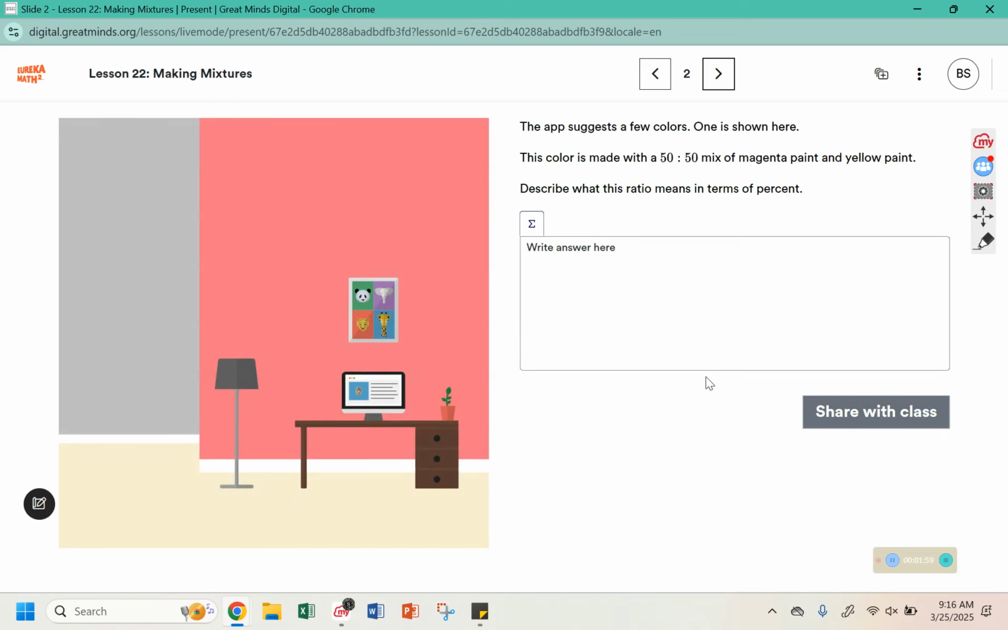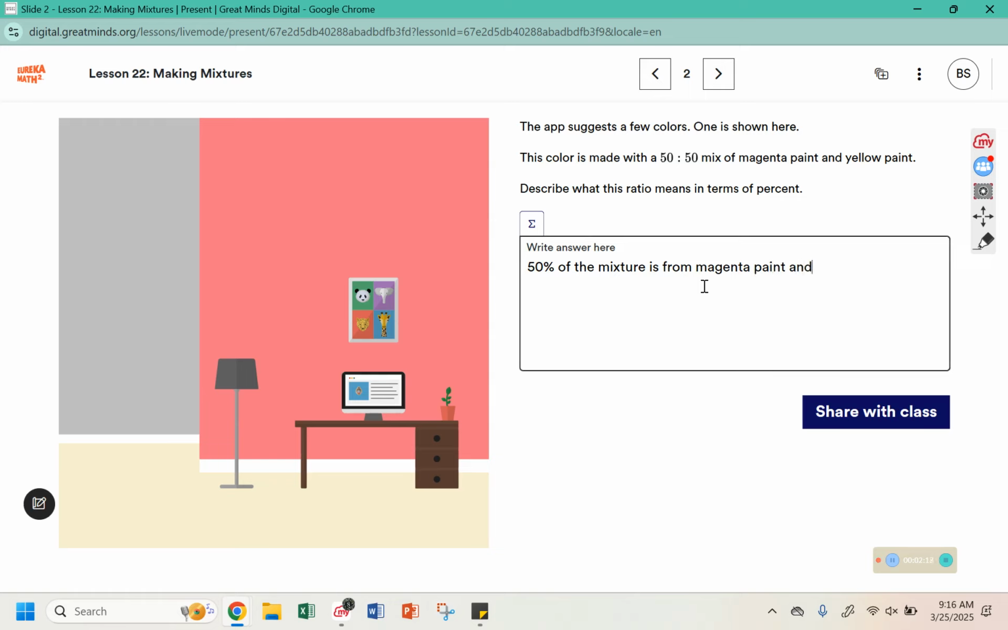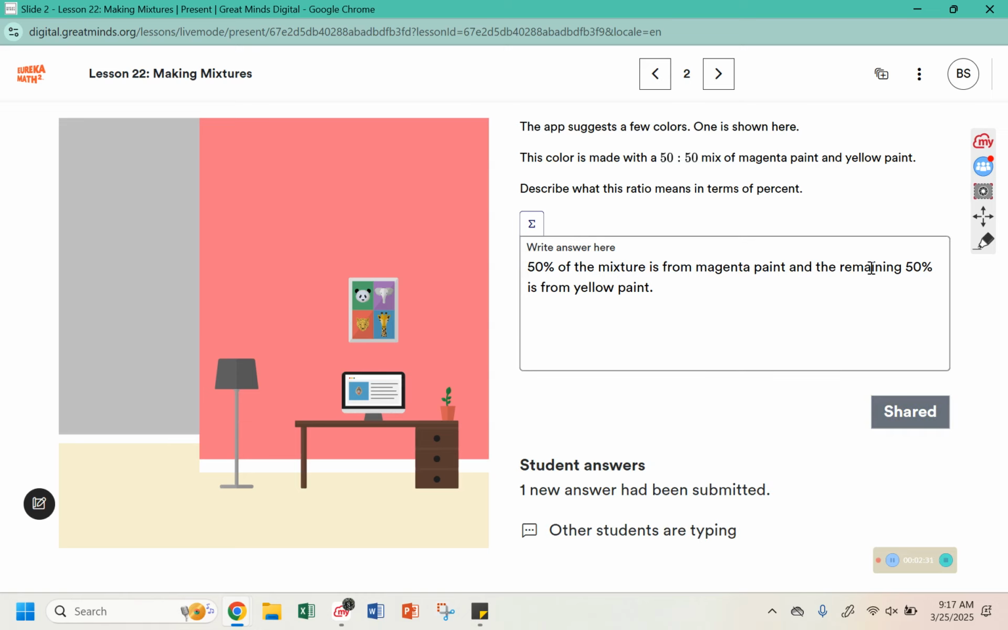The app suggests a few colors. One is shown here. This color is made with a 50-50 mix of magenta paint and yellow paint. Describe what this ratio means in terms of percents. So 50% of the mixture is from magenta paint, and the remaining 50% is from yellow paint. Together, 50 and 50 make 100, which makes the entire mixture.